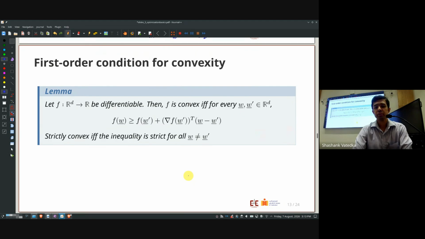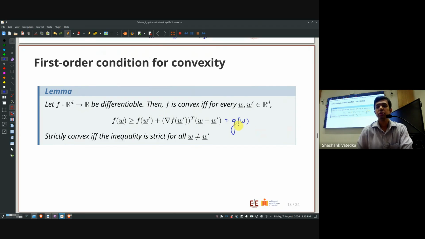So a function is convex if and only if the following happens: f of w is greater than or equal to f of w prime plus the gradient of f at w prime transpose times w minus w prime. So let's look at the quantity on the right hand side. If you fix a particular w prime and you view this right hand side as a function of w, right? Let's call the right hand side to be some g of w.